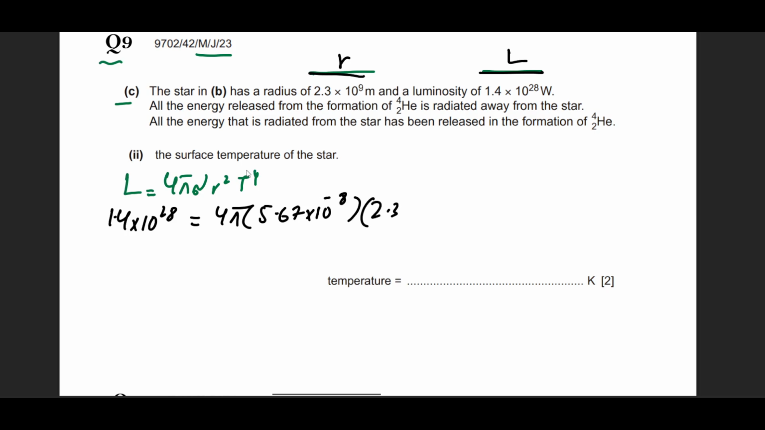The radius is 2.3 into 10 raised to power 9, squared, times T raised to power 4. Please make sure this is power 4. Don't forget to take the root over there. This is going to come out as 7806 Kelvin, but up to two significant figures, this will be 7800 Kelvin, right?